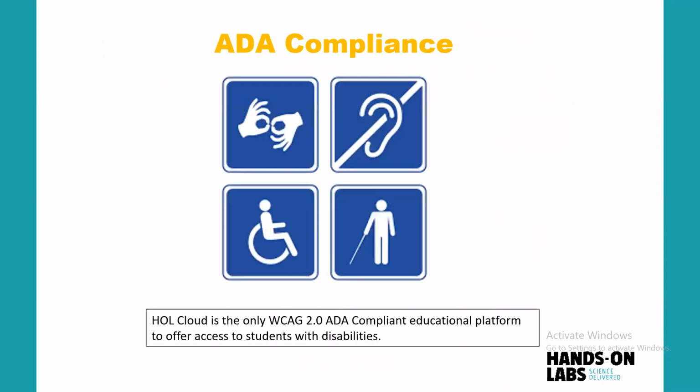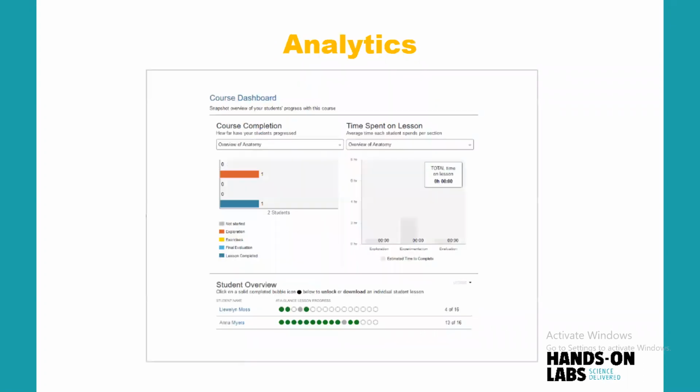We've also made sure that our curriculum is ADA compliant. HOL Cloud is one of the only WCAG 2.0 AA compliant educational platforms that is already built and ready for you and your students to use. So whether it's our screen reader capabilities, our alternative text for our images, or our closed captioning for our videos, or the color contrast that we use for diagrams on our platform, you can rest assured that we do meet those regulations that your school is probably already attaining to.